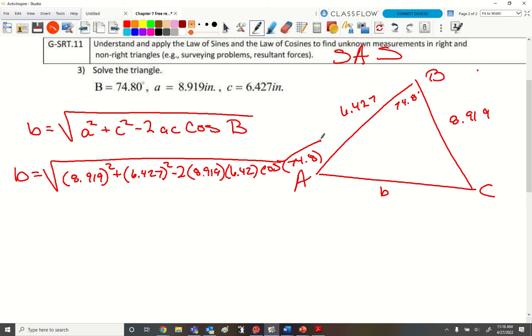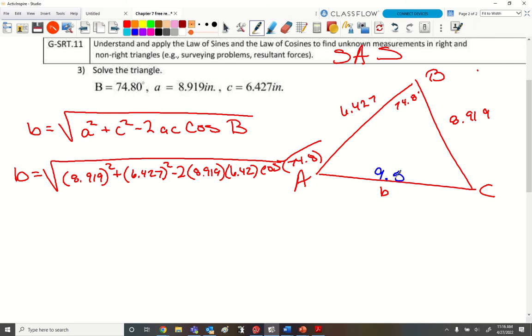So now I have this is going to be 9.5. Do I want to use law of sines or law of cosines to find my A and C? Because I have to find big A and big C.